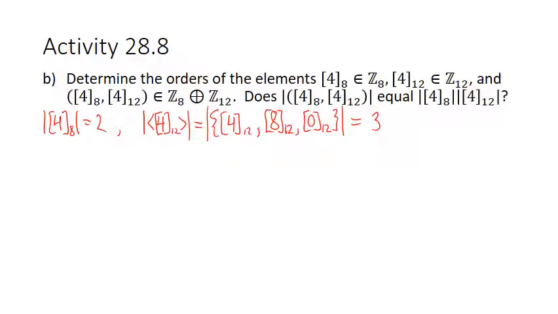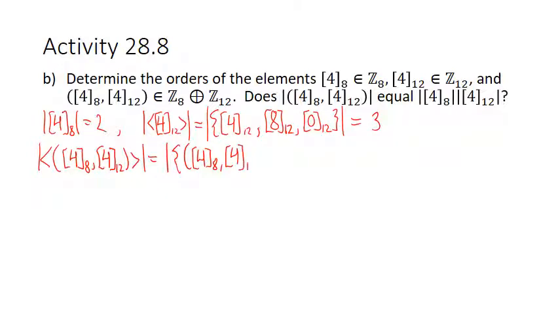Okay, and now let us do the order of the cyclic subgroup generated by this ordered pair of 4 and 4. So what is in this cyclic subgroup? The first thing is 4, 4. And then the second thing is going to be 2 times that. To make this a little shorter, I'm just going to do the 2 times part in my head. So this will be 2 times 4 is 8, which is 0 in mod 8. And then 2 times 4 is 8, which is 8 in mod 12.